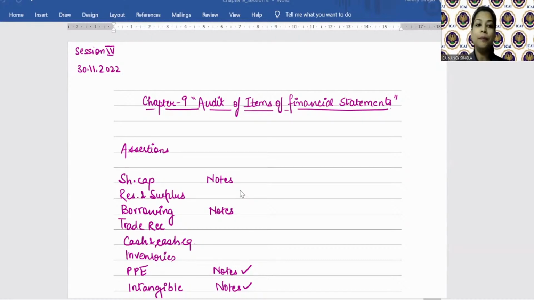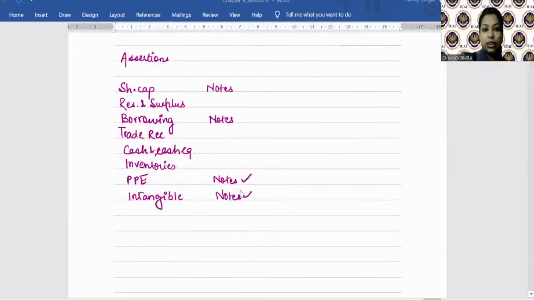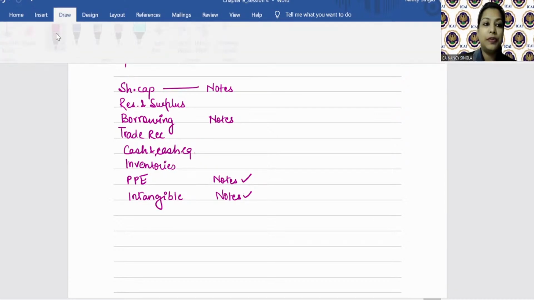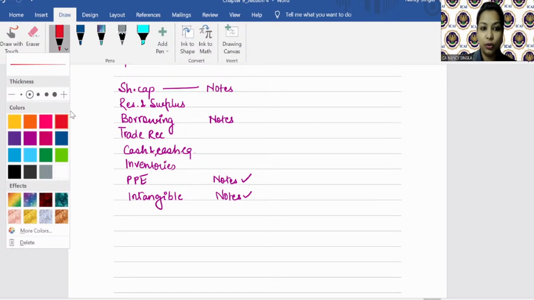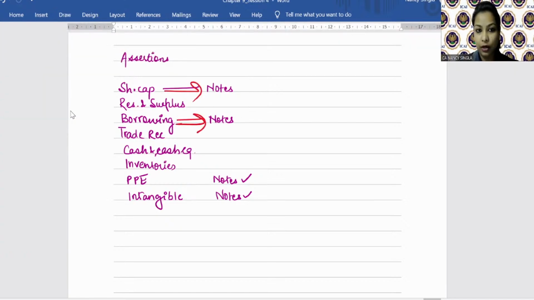Okay, is it fine? So students, after completing the assertions topic, we had done the audit of share capital, reserves and surplus, borrowings, trade receivables, cash equivalents, inventory, PPE, intangible assets, all are what? Balance sheet items. With respect to share capital and with respect to borrowings, I have left certain notes, which I'll be doing right now. PPE and intangible notes we have already done, right?